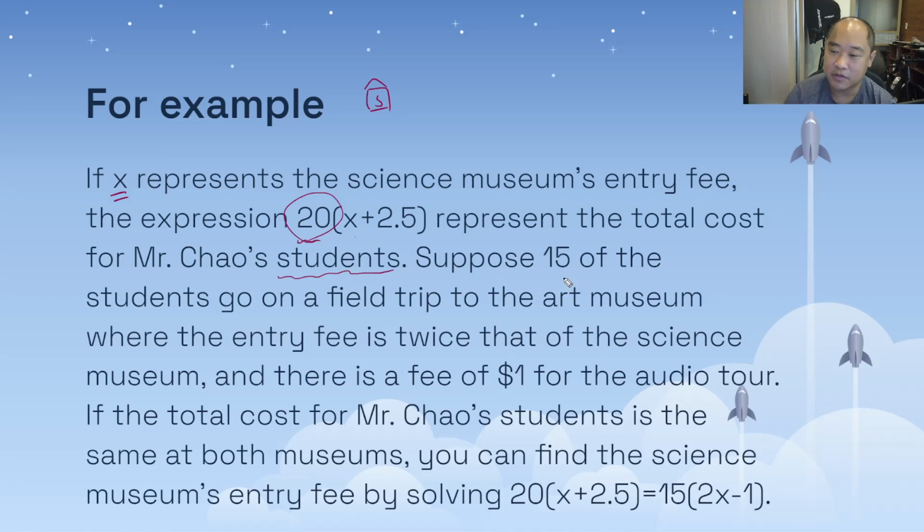Suppose that 15 of the students want to go on a different field trip to the art museum. So they want to go here. This is supposed to be an A. Go to the art museum.